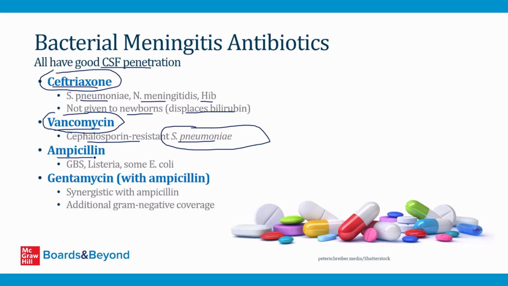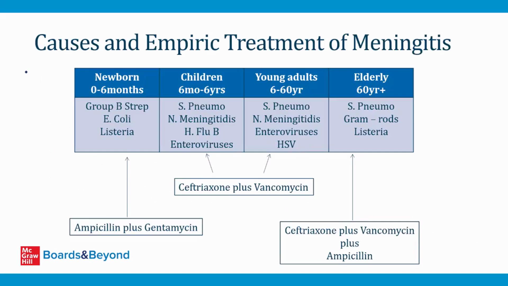Ampicillin can be used to treat bacterial meningitis. It's good at covering group B strep, which causes meningitis in newborns. It also covers listeria and some E. coli. These are all potential causes of meningitis in newborns, and listeria can also potentially cause meningitis in older adults. And then finally, gentamicin is given with ampicillin in cases of bacterial meningitis. Gentamicin is an aminoglycoside, and it's synergistic with ampicillin, meaning it makes ampicillin more effective at bacterial killing. And so by giving gentamicin together with ampicillin, you get better gram-negative coverage of bacteria like E. coli.